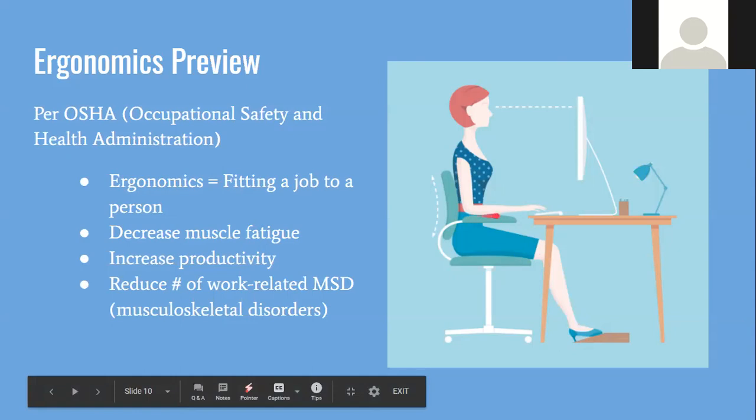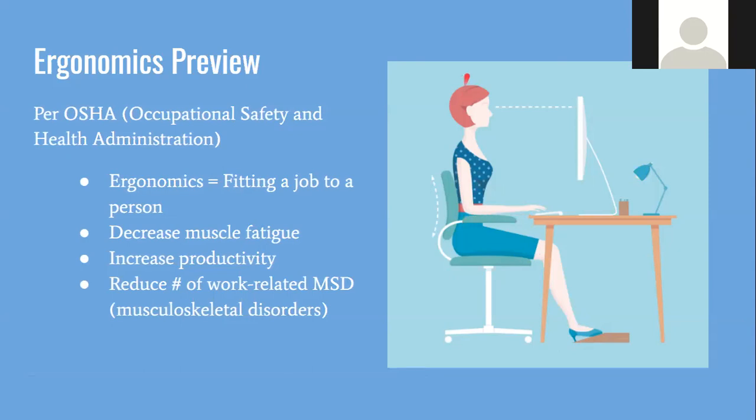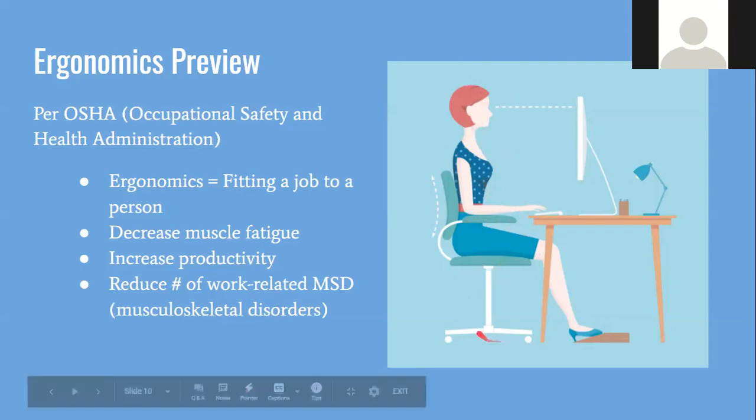Elbows are supported, right? And you see how if you draw a line down, right? So here are her ears, shoulders down to the elbow and the hip. It makes a nice straight line, right? So if she was sitting more hunched, that line would be out here. So why is that important?